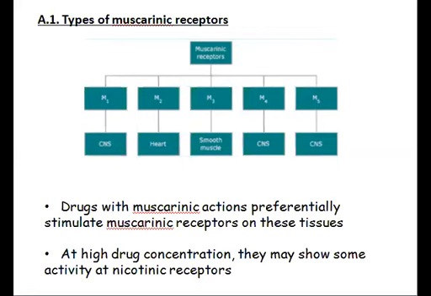We know that if the patient is taking a drug that mimics the muscarinic actions, then it, of course, preferentially stimulates the muscarinic receptors on these tissues. And if it is provided at high concentration, then the drug mimicking the action of the muscarinic receptors can also bind the nicotinic receptors, but only once it is provided at high concentration.